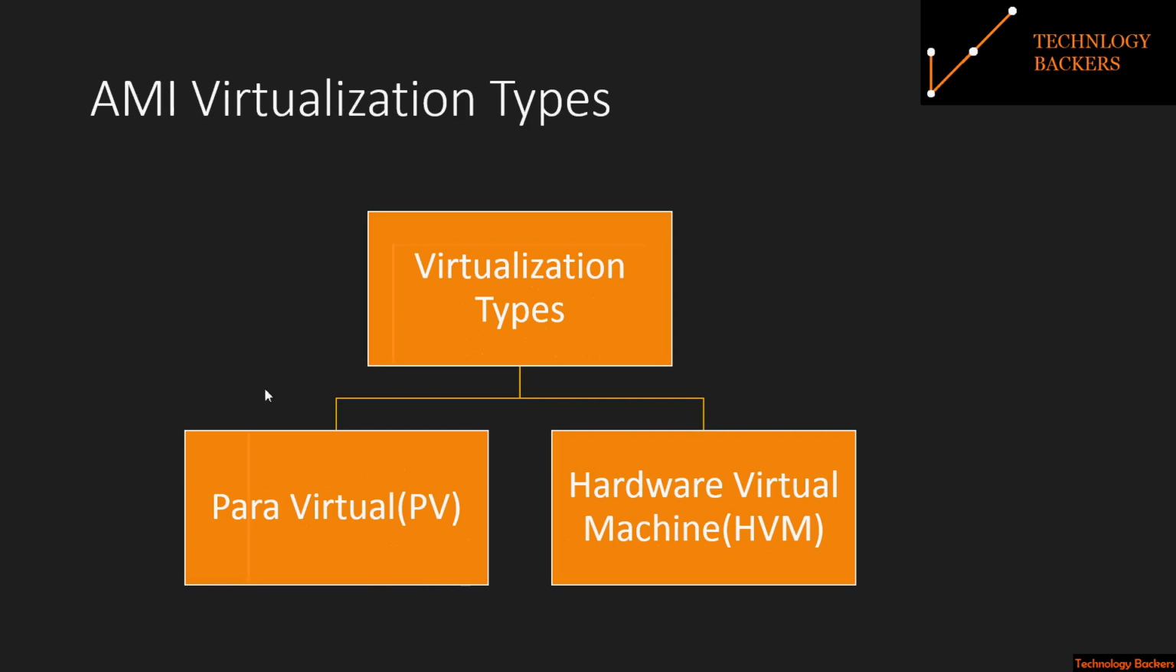So there is the Amazon Machine Image virtualization type. There are basically two virtualization types, paravirtual and hardware virtual machine. These kinds of questions come generally in the AWS Certified Developer and AWS Certified Associate exams.